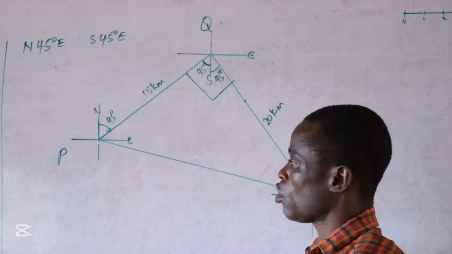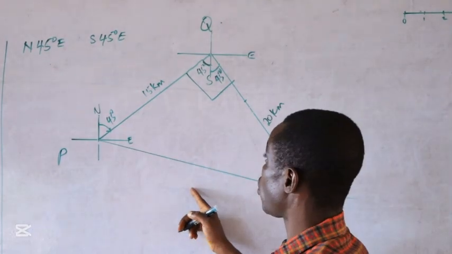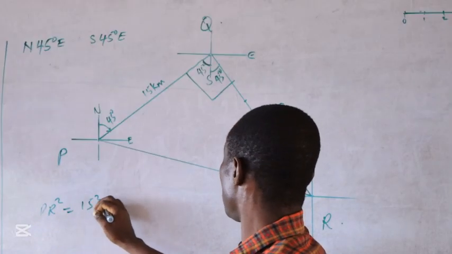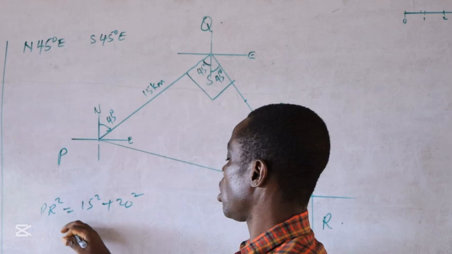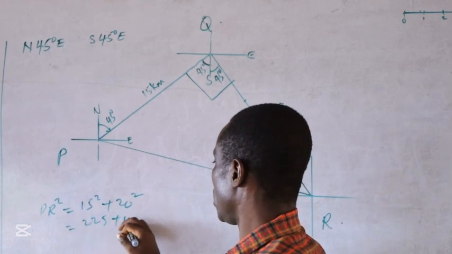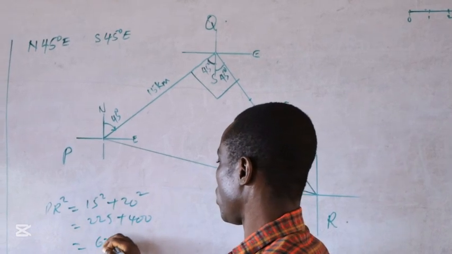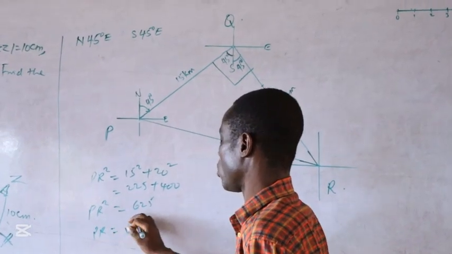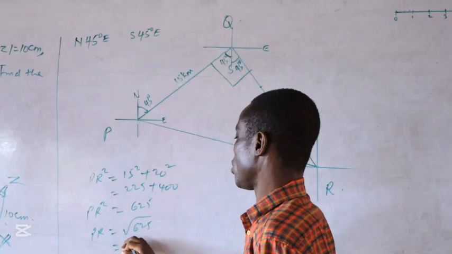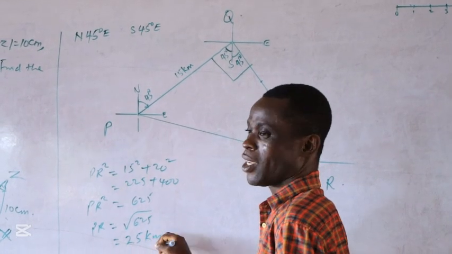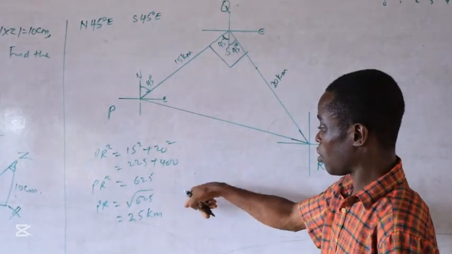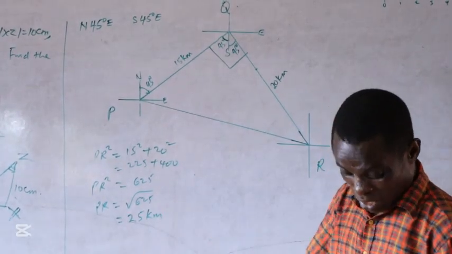0. So it is Pythagoras' rule, and we have PR squared equals 15 squared plus 20 squared. 225 plus 400, that's 625. PR squared equals 625, so PR equals the square root of 625, that's 25 kilometers. That unit is very important too. If you don't put that unit, if the mark is 2 marks, I just give you 1, because of that unit.